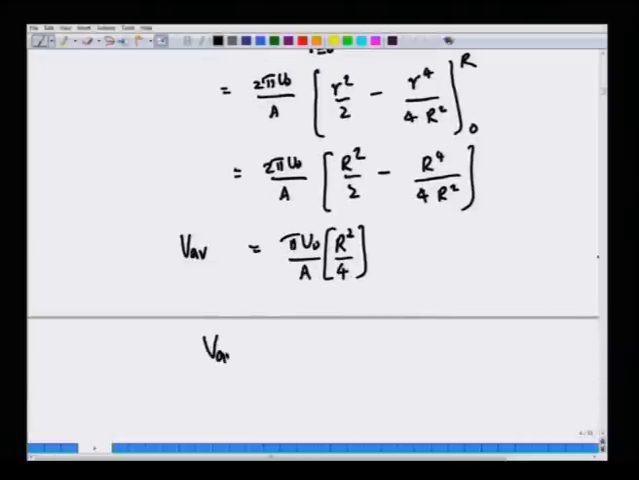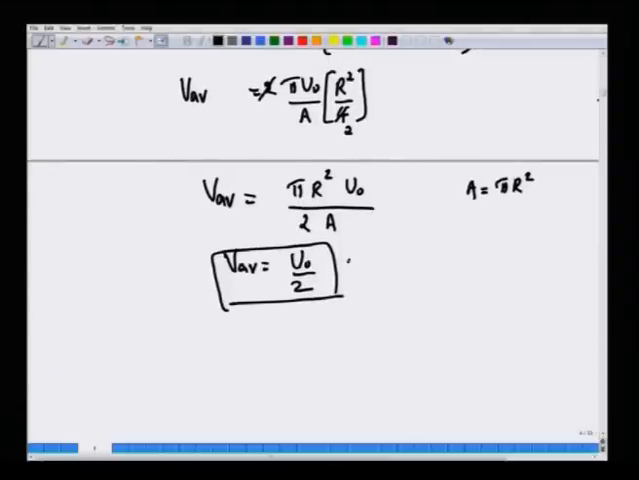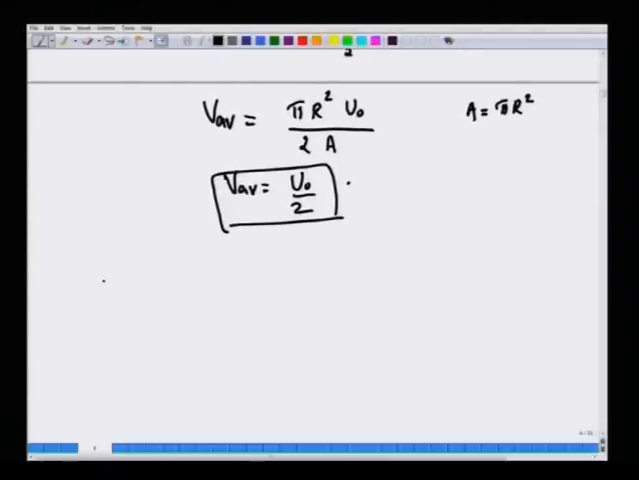So, V average is nothing but pi R squared u naught. Sorry, there is a factor of 2, so this 2 will cancel. So, that will give you pi R squared times u naught divided by 2A, but A is the area of the cross section of the pipe. So, that is simply pi R squared. So, V average is u naught by 2. So, we have found that from the knowledge of the velocity profile for laminar flow in a pipe.